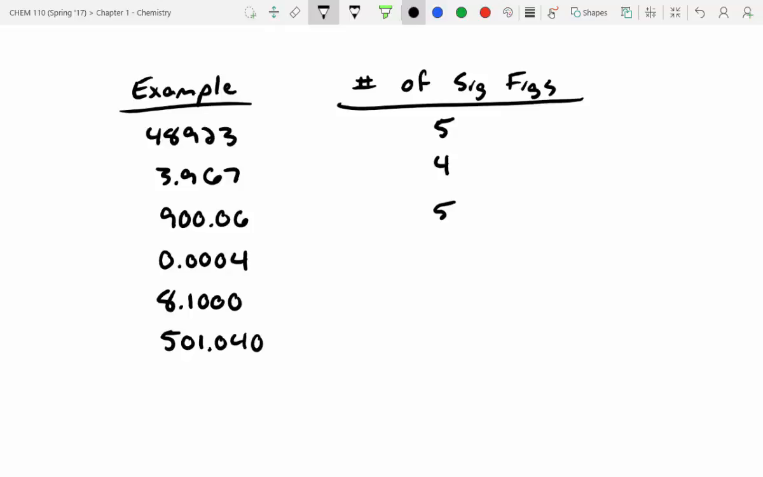Then we get into the trickier ones. Does anybody want to help me with this next one? Why do you think it's just 1? Why don't we count the zeros to the left?